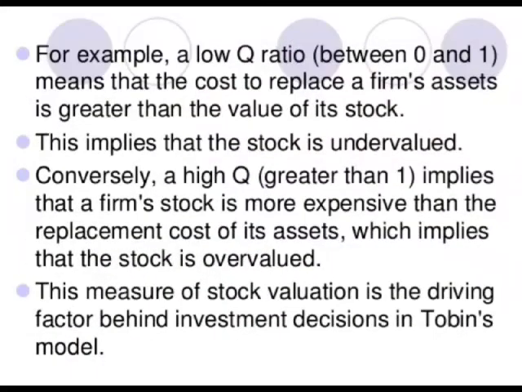For example, a low Q ratio between 0 and 1 means that the cost to replace a firm's assets is greater than the value of its stock. This implies that the stock is undervalued. Conversely, a high Q greater than 1 implies that a firm's stock is more expensive than the replacement cost of its assets, which implies that the stock is overvalued. This measure of stock valuation is the driving factor behind investment decisions in Tobin's model.